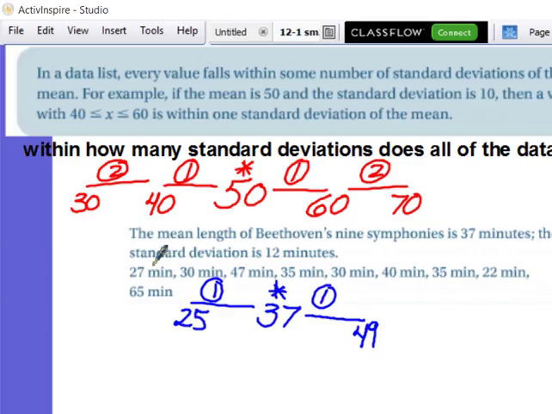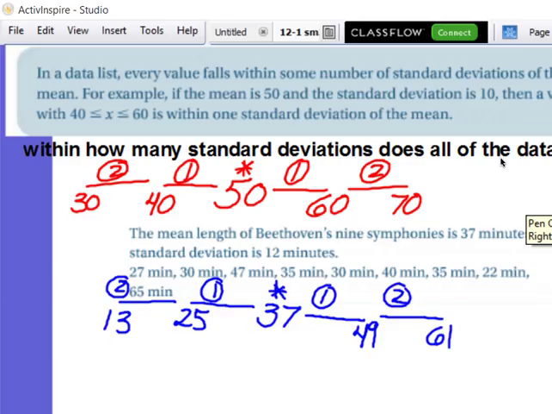All right, perfect. Let's do two standard deviations now. So 49 plus 12. And then let's go two standard deviations below. So 25 minus 12. Perfect. Now, we could keep going. Let's see if that entraps everything. In fact, it doesn't.